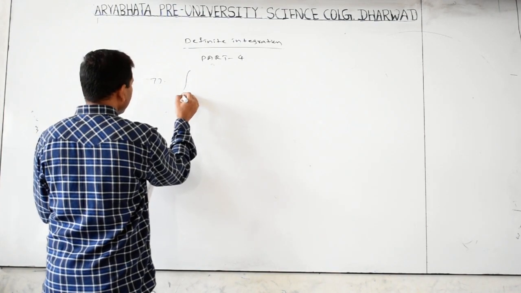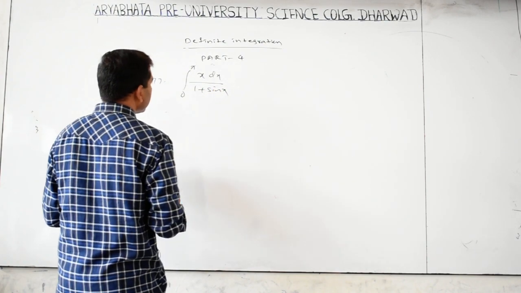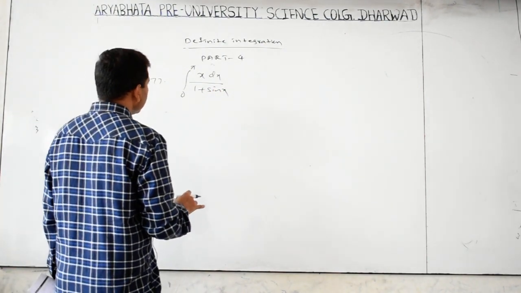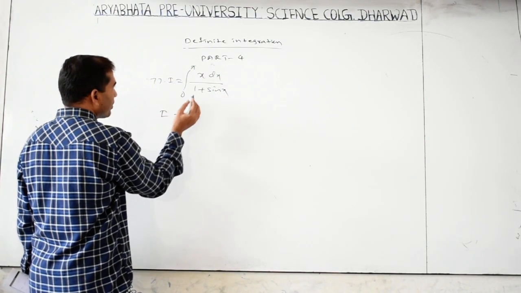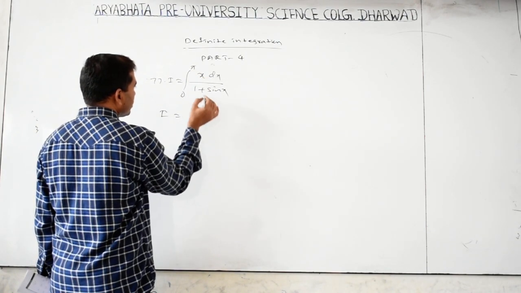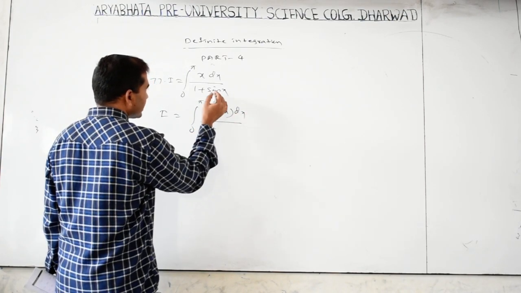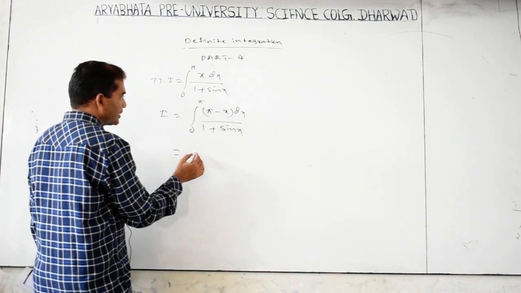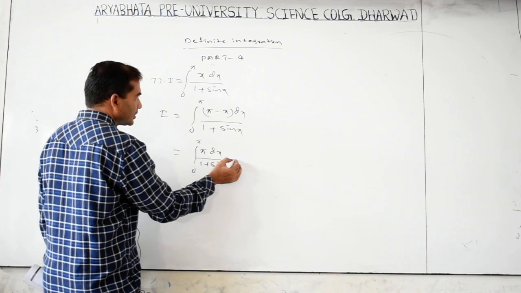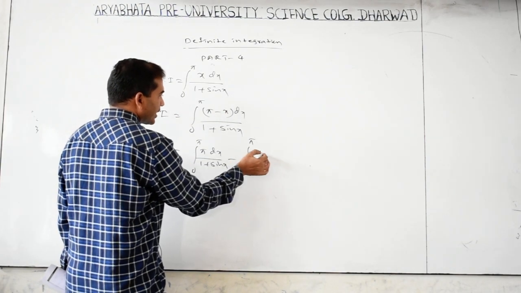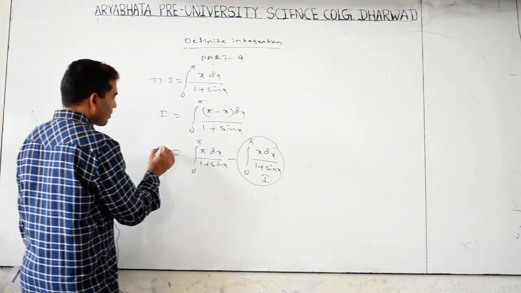77. 0 to pi x dx by 1 plus sin x. See, x is there means eliminate x. Let this be I. By using property eliminate x. 0 to pi, in place of x write pi minus x, dx by 1 plus sin of pi minus x, which is sin x. 0 to pi pi dx by 1 plus sin x minus 0 to pi x dx by 1 plus sin x. This is equal to I plus I, 2I.